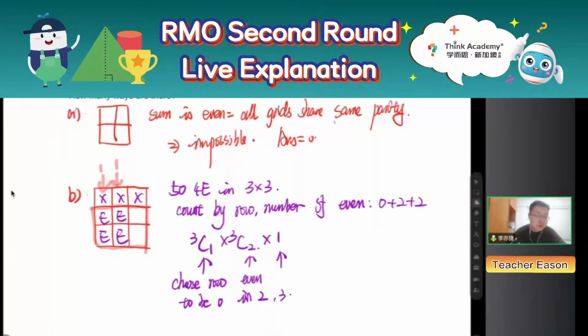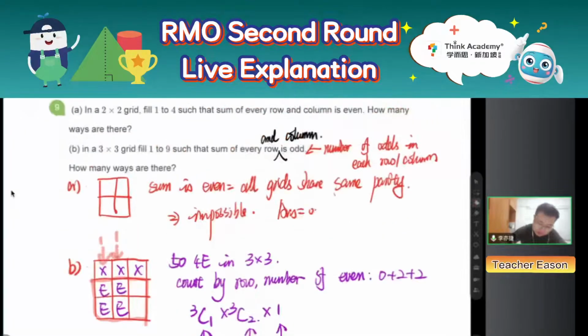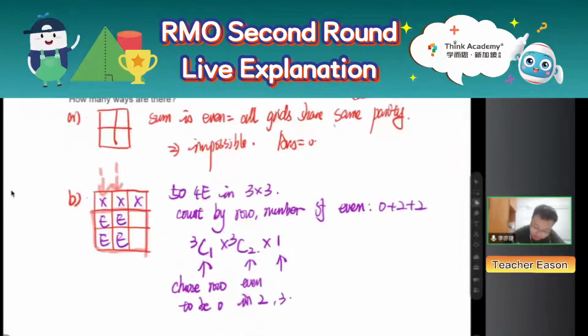Then we determine which number we use. Because if we change the even number or change the odd number, it doesn't change anything about the sum's parity, right? Which means we will make it a free arrangement of all the even and a free arrangement of all the odd. So we multiply everything together to be the final answer.